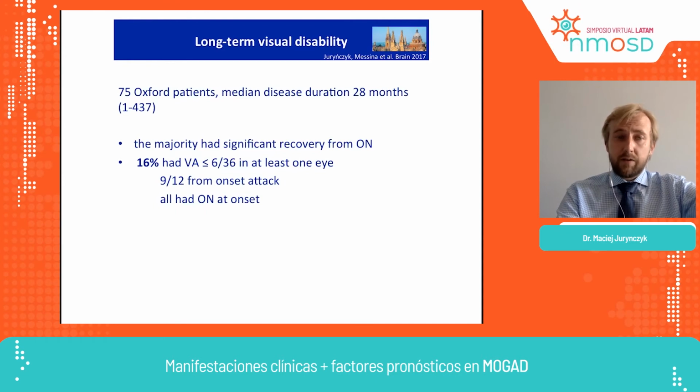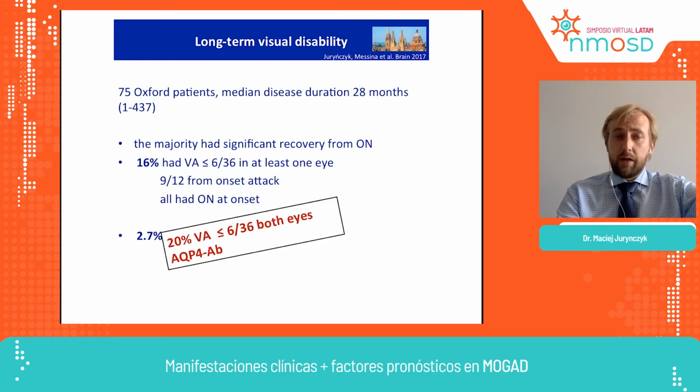Bilateral profound decrease in visual acuity was rare and affected only around 3% of patients, and this is much less in comparison to what we observe in aquaporin-4 antibody disease after the same median disease duration, where this risk is around 7-fold higher.